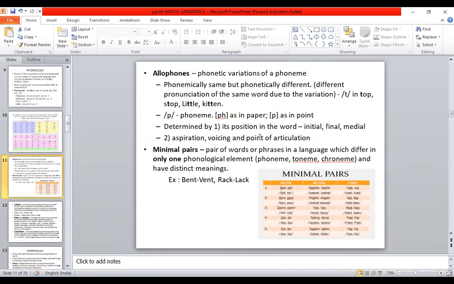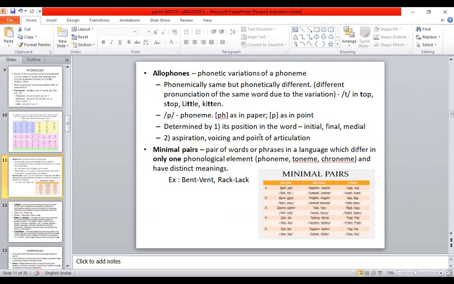from your teeth, your tongue moves to the upper part of your mouth. So in stop, the position of the sound t there is different. Similarly, when I say little and kitten, t is more in the front in kitten, whereas in little, because the word ends with l, the sound t is different. Little, like kitten, k and n.